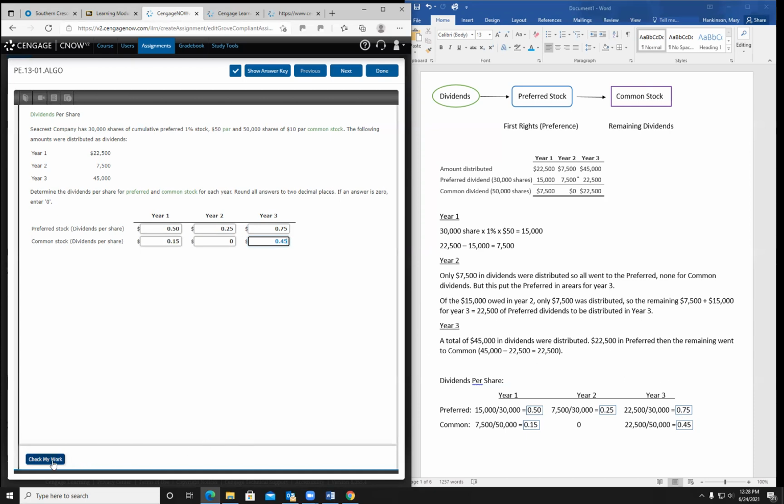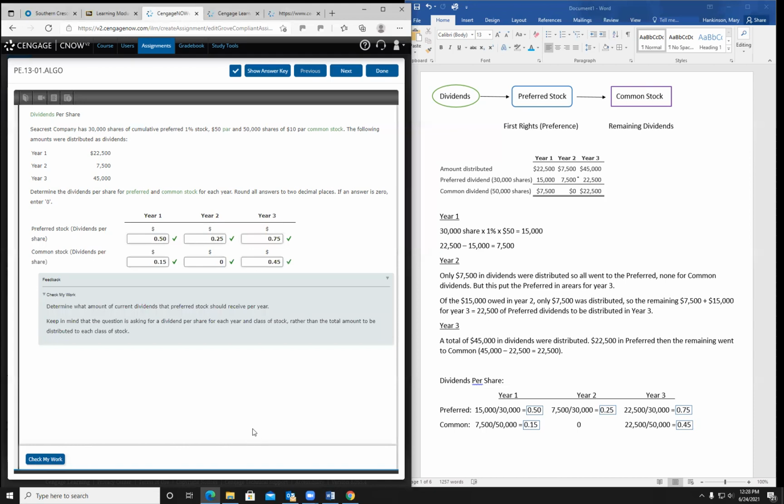So let's go ahead and check our work, make sure everything looks good. So again, it says here to keep in mind that the question is asking for a dividend per share for each year and class of stock rather than the total amount to be distributed. But we had to determine the total amount distributed before we could calculate this.